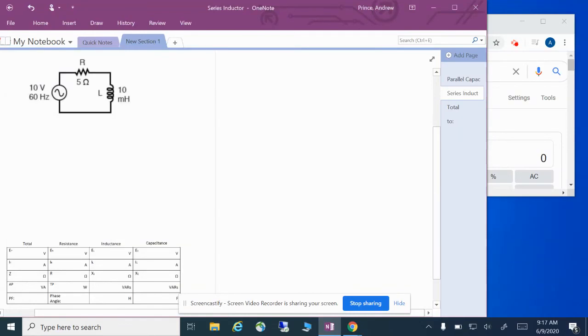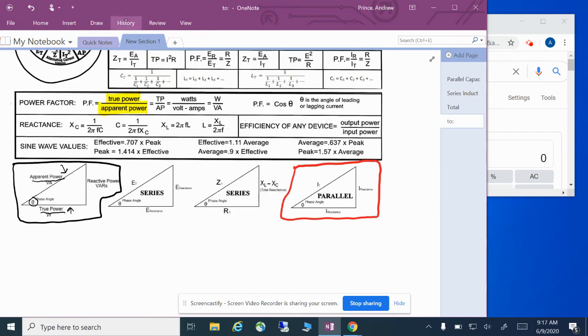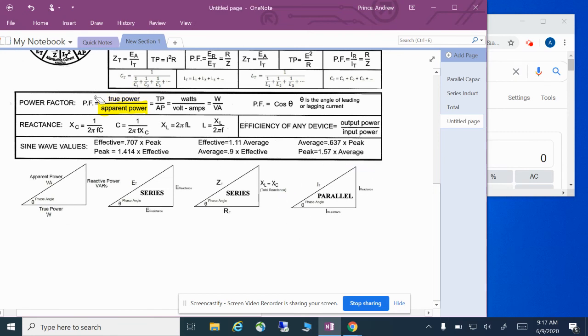Okay, here's our second circuit. This one's going to be a series circuit. So remember, it's going to follow a couple different rules and formulas than what we had previously. So let's take a look at which ones those are before we get started.